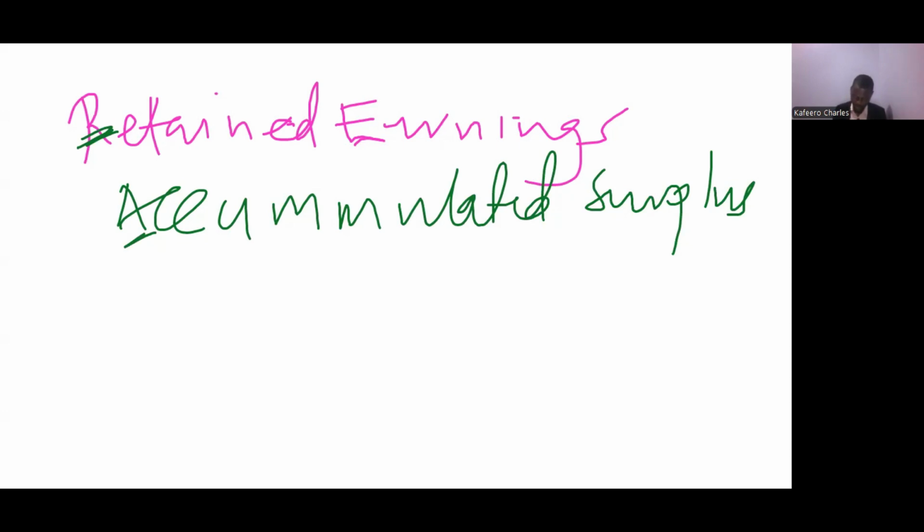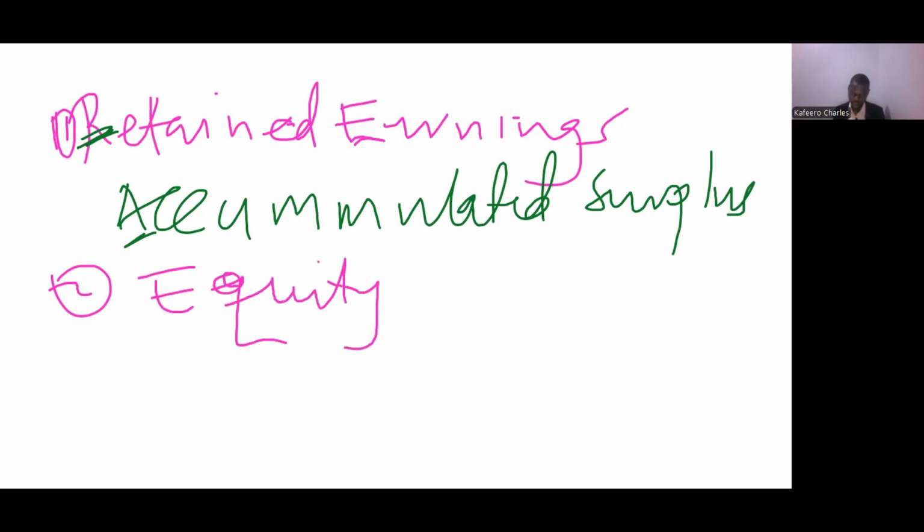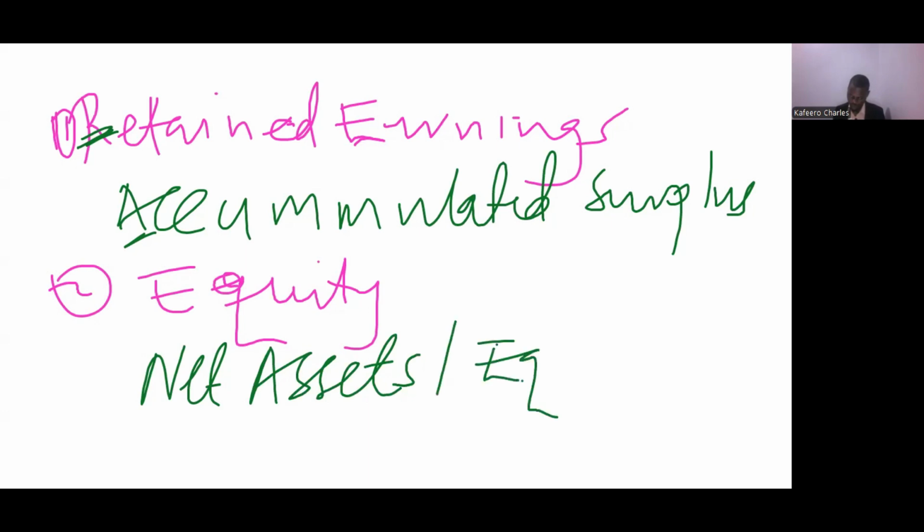That could be number one. The other, number two, could be where we have equity. In IS, where we have equity, you will find that when we come to the public sector, or IFRS 1, we have what we call the net assets. We have net assets stroke equity.